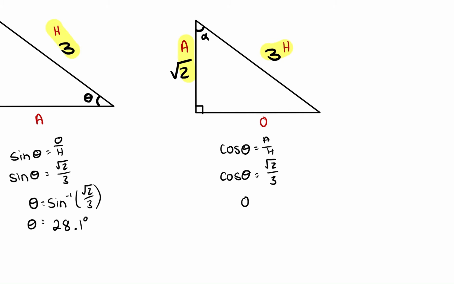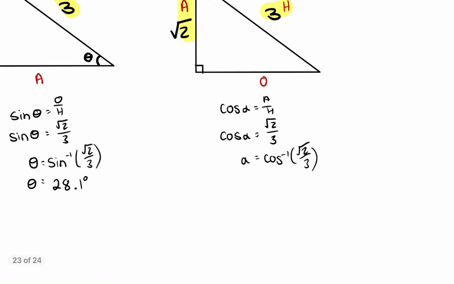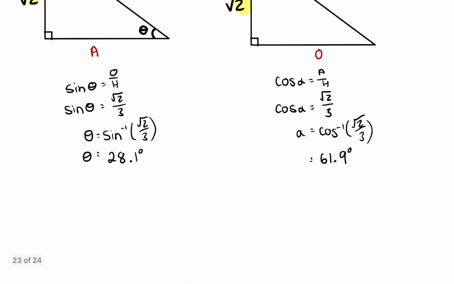Except I'm using the wrong symbol for the angle. I should be using the other symbol, like that. Now we're good. Now we go about that the same way in the calculator, but this time using cos. So I'm going to hit shift, cos, square root 2, divided by 3. Make sure your bracket's closed at the end. And we get 61.9 degrees.